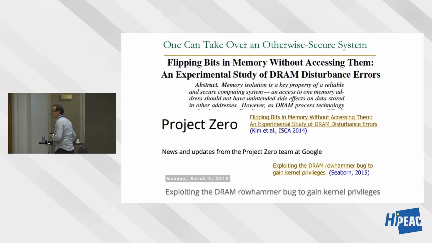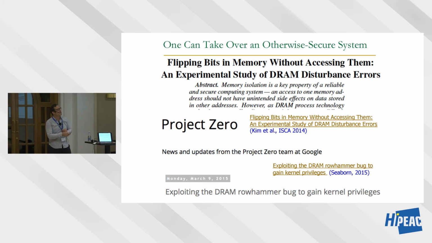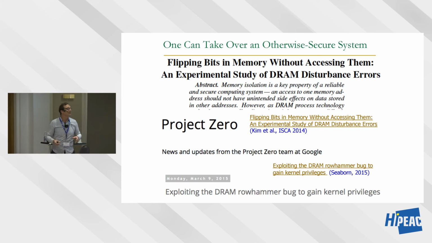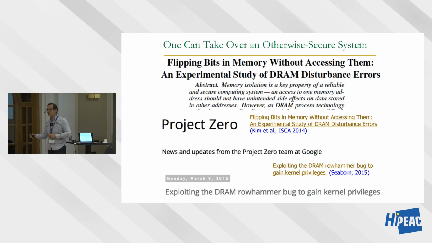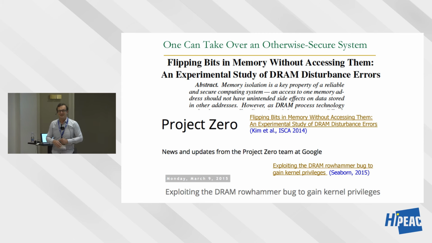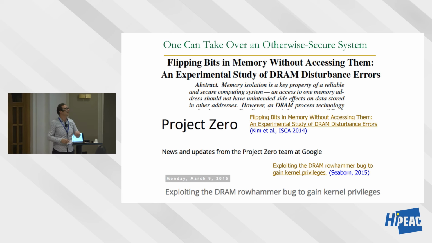In the paper, this is the first sentence from the paper, we said that memory isolation between different memory addresses is a key property of a reliable and secure or robust computing system, and access to one memory address should not have unintended side effects on other data stored in other addresses. And I strongly believe this still. We should really keep this invariant in our systems. But Rowhammer breaks this invariant clearly.